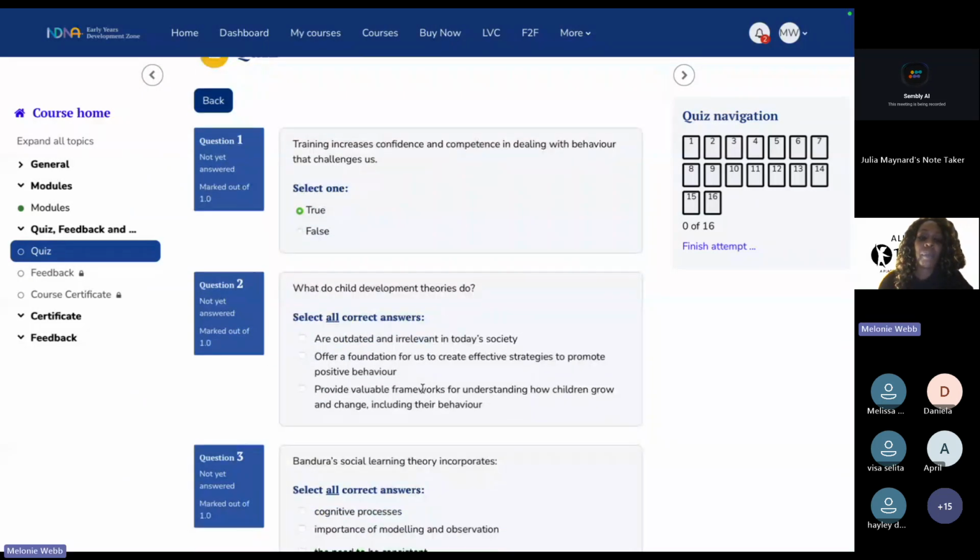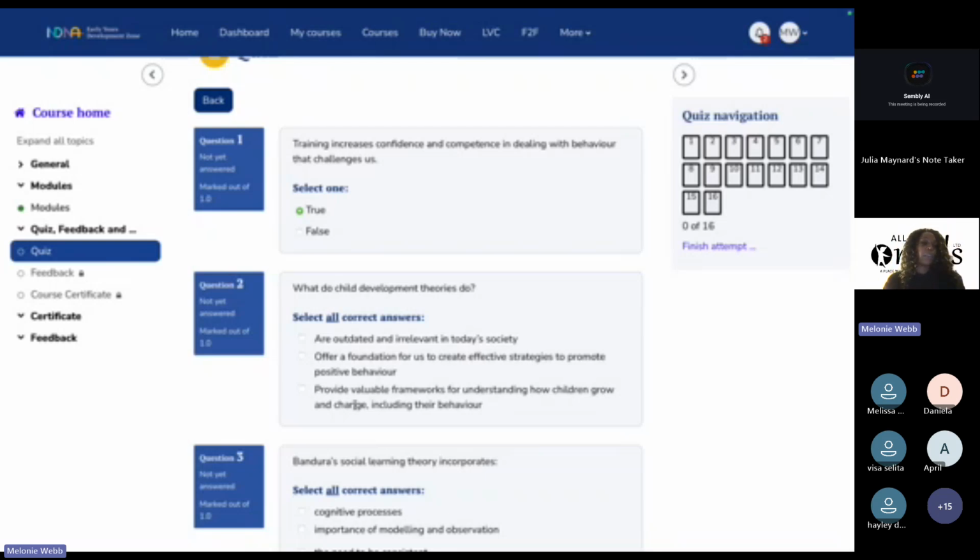What do child development theories do? Are they outdated and irrelevant in today's society? Do they offer a foundation for us to create effective strategies to promote positive behaviour? Or do they provide valuable frameworks for understanding how children grow and change, including their behaviour? So 1, outdated and irrelevant in today's society. 2, offer a foundation for us to create effective strategies. And 3, provide valuable frameworks. So select all that apply.